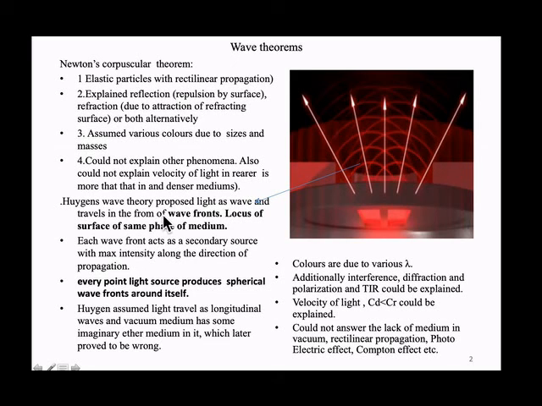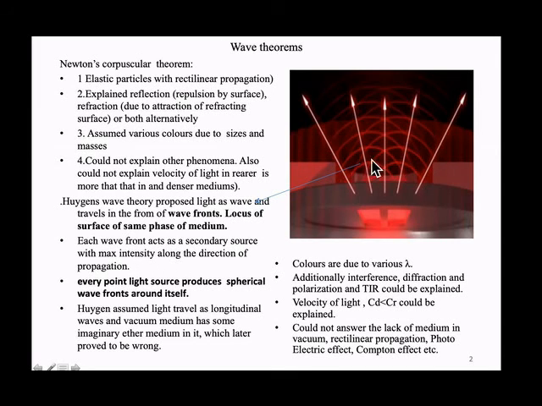Okay, Huygens' wave theory. Huygens thought of light as a wave that travels in the form of wave fronts. You see, the source of light is there. This is a wave front, where all waves of the same phase form one arc. Again here, the same phase forms one arc. Each wave front acts as a secondary source with maximum intensity along the direction of propagation.